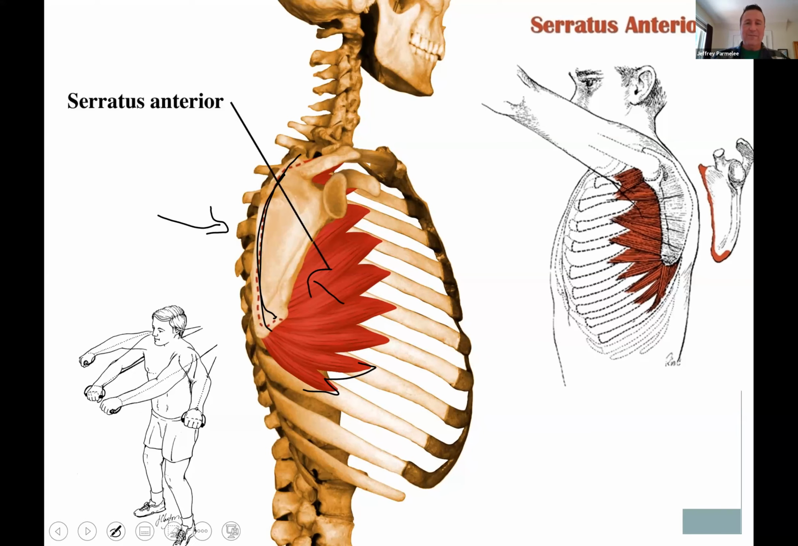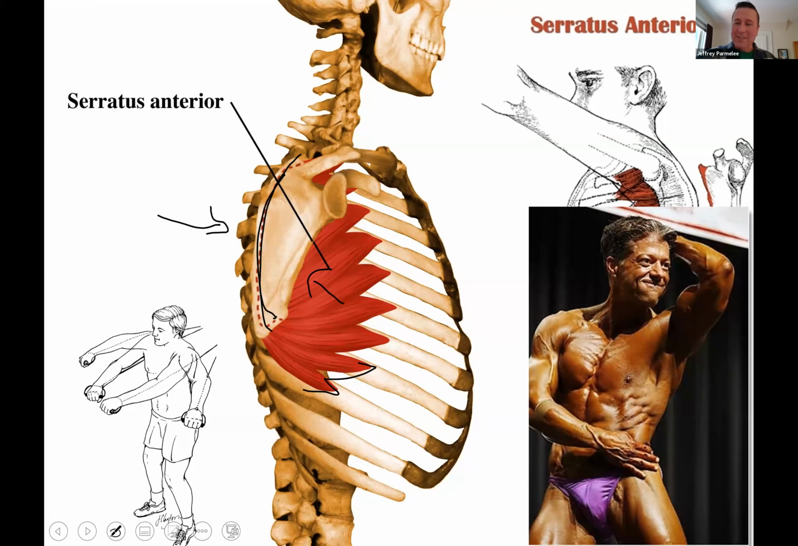All right. And then I'll show you someone's serratus anterior. So yeah, you can see it looks like a serrated steak knife, something like that. All right, serratus anterior.